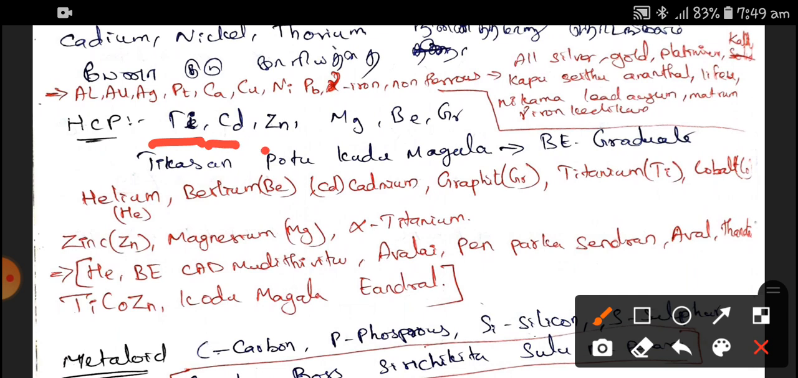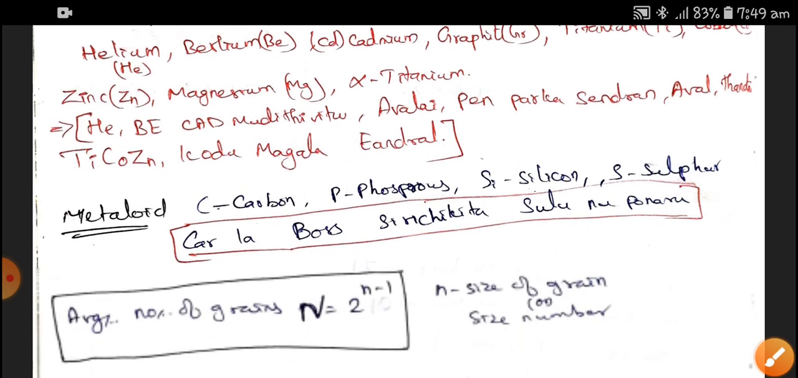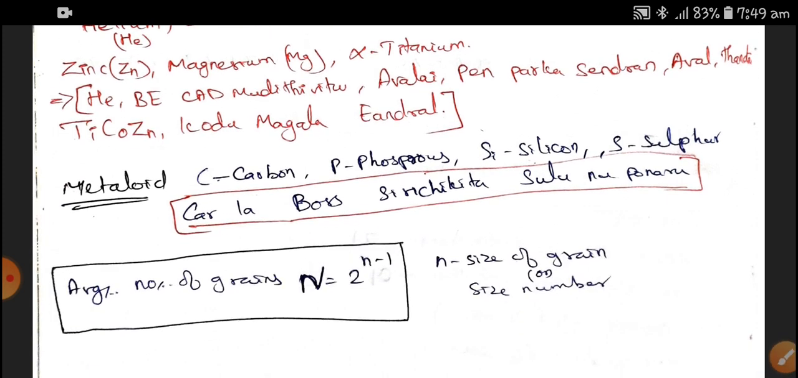titanium, cadmium, zinc, manganese, beryllium, germanium are all HCP structures. That is helium, beryllium, cadmium, graphite, titanium, cobalt, zinc, magnesium, alpha titanium, all are in the form of HCP structures. Next, the metalloids: carbon, phosphorus, silicon, sulfur are all called metalloids.